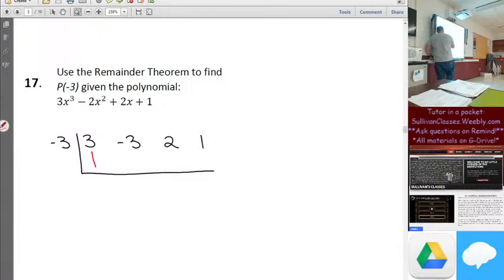Drop it. Multiply, add, multiply, add, multiply, add. I'll say -3 by 3 is -9. Put them together, I got -12. -3 by -12 is 36. Put them together, I got 38. -3 by 38 is -90, 24, -114. Put them together, I got -113.